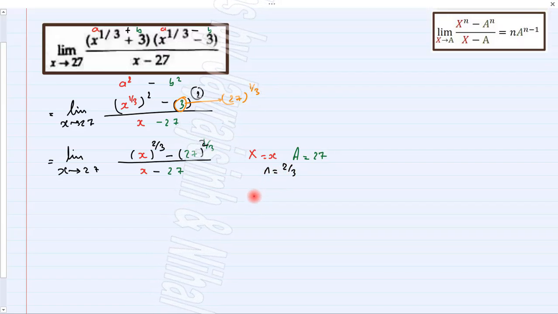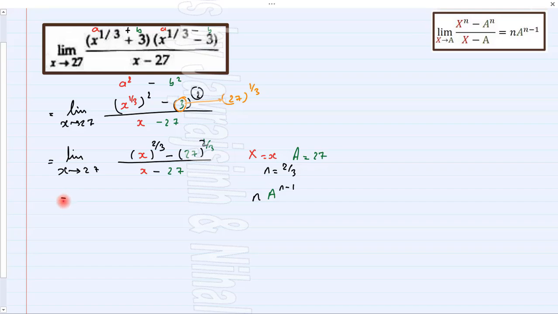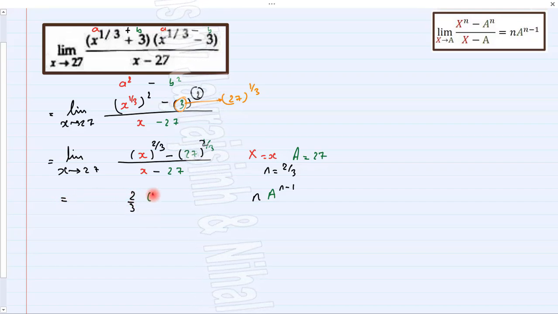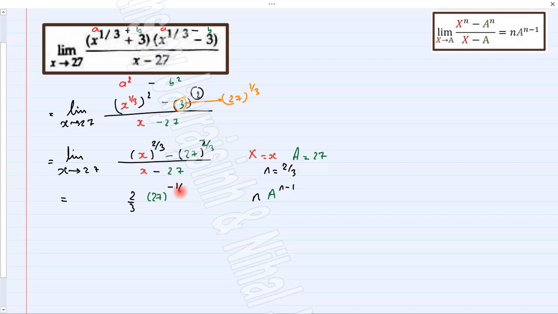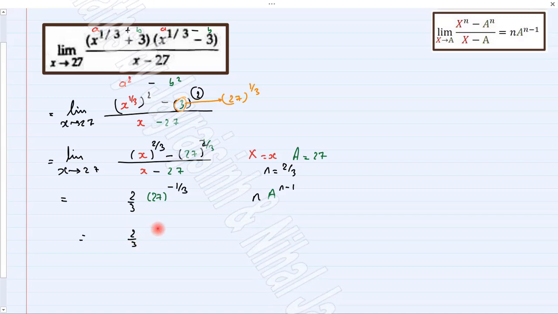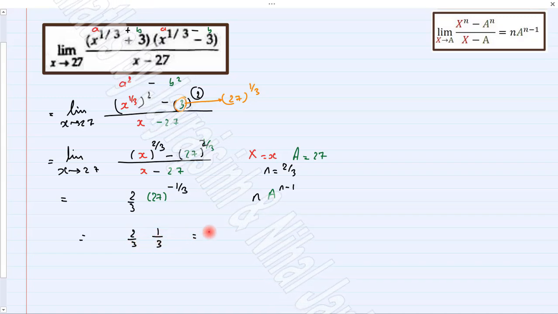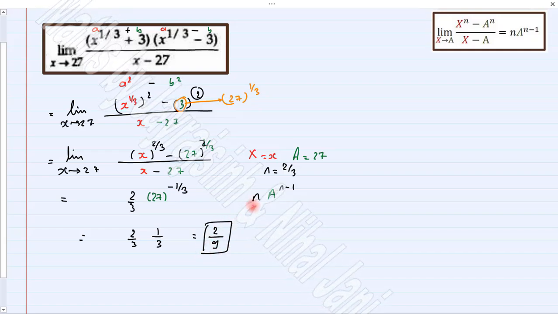So apply the formula, and from right hand side, which is n into a raised to n minus 1, we can obtain the answer, which is 2 by 3 into 27 raised to 2 by 3 minus 1, or we can say minus 1 by 3. So your 2 by 3 will be as it is, and 27 raised to 1 minus 1 by 3 is simply 1 by 3. So here we'll get 2 by 9 as your final answer.